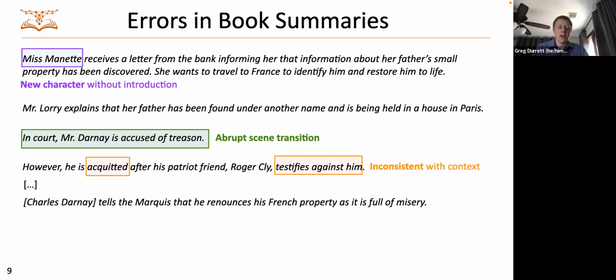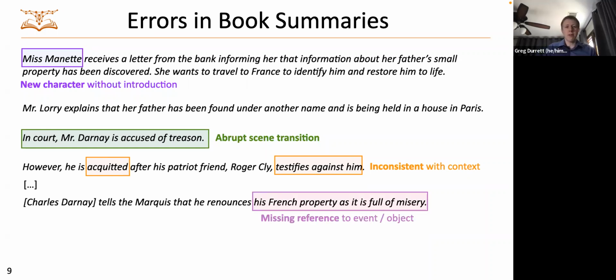And then finally, a little bit later, Charles Darnay tells the Marquis that he renounces his French property as it is full of misery. This is also a kind of statement where I think we need some additional context. What property does he own? Why is it full of misery? What's going on here? It feels like either as a reader, you're probably going to have some understanding of this, or maybe Dickens is intentionally omitting details, but then the reader of a summary might still want to know that, hey, we don't know anything about this property. This is the first we've heard of it.